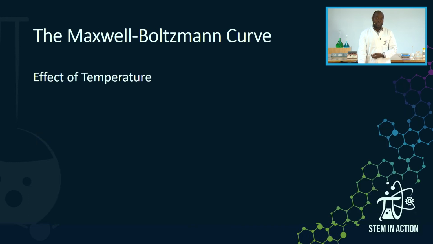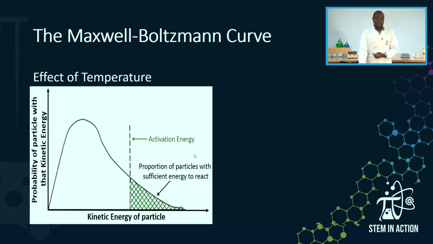Then we have got a graph which is called the Maxwell-Boltzmann curve. What it basically shows is that if we have got our reactant particles in a system, what is the average energy of each particle? If you look at this graph, it's showing on the y-axis the probability of particles having that kinetic energy, and on the x-axis it's showing us the kinetic energy of particles. So what does it represent? It's showing us, for example, that if our kinetic energy is increasing as we go to the right, the probability of particles having low kinetic energy is very small.